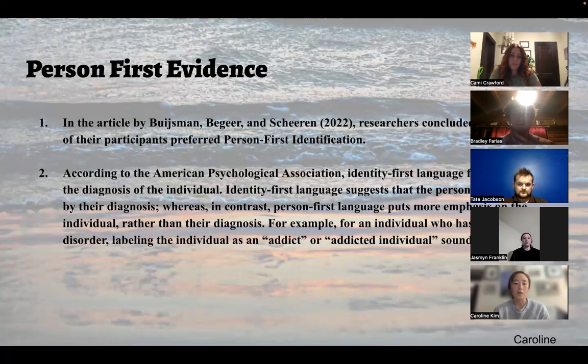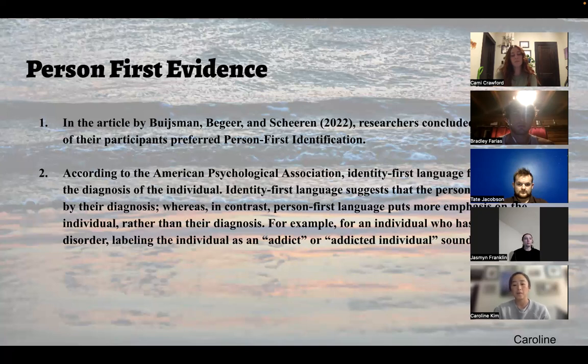And also, according to the American Psychological Association, identity-first language focuses more on the diagnosis of the individual. Identity-first language also suggests that the person is being defined by their diagnosis, whereas in contrast, person-first language puts more emphasis on the individual rather than their diagnosis.